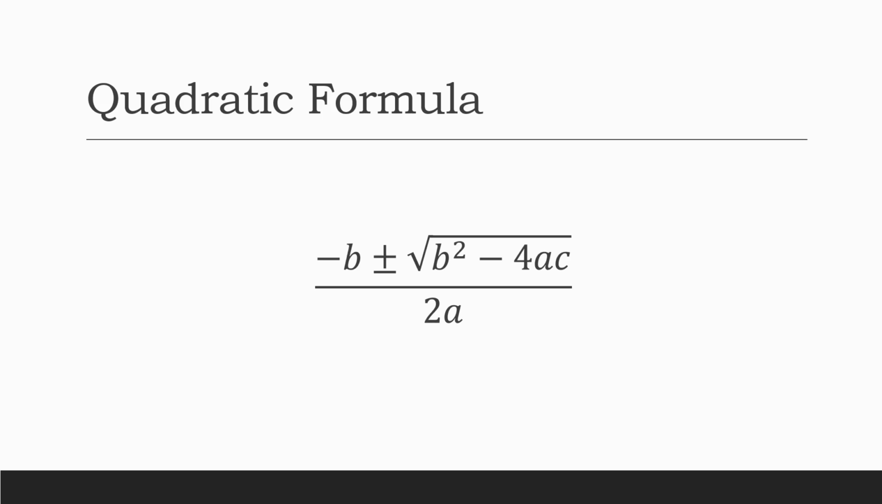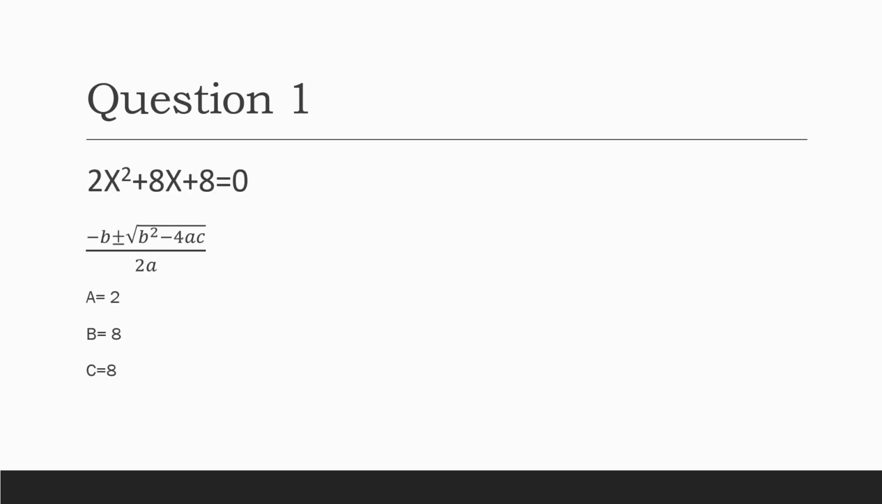Okay, let's discuss how to solve a quadratic equation using the quadratic formula. The question is 2x square plus 8x plus 8 is equal to 0. Here the formula is minus b plus or minus root of b square minus 4ac, divided by 2a. So the value of a is equal to 2, the value of b is equal to 8, and the value of c is equal to 8.